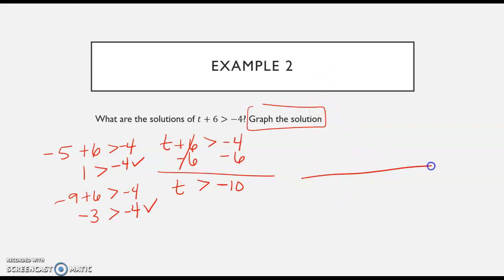All right, now I'm going to graph. So I'm going to now count by 2's. Negative 10, negative 8, negative 6. All right. And greater than, not equal to. So I'm going to go to the negative 10. I'm going to put an open circle. And I am going to draw my line to the right because those are the numbers greater than. And that's it. Ta-da! You would think that this is harder, but it's not.